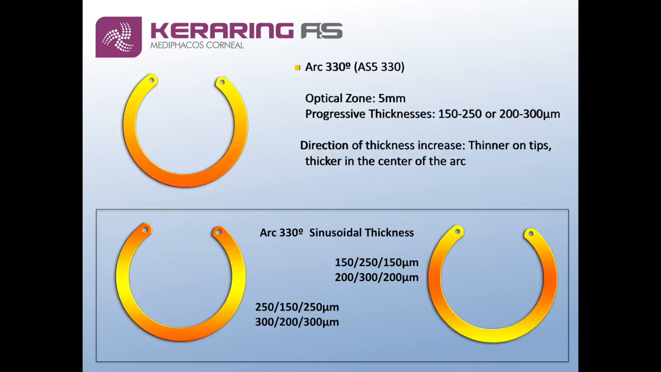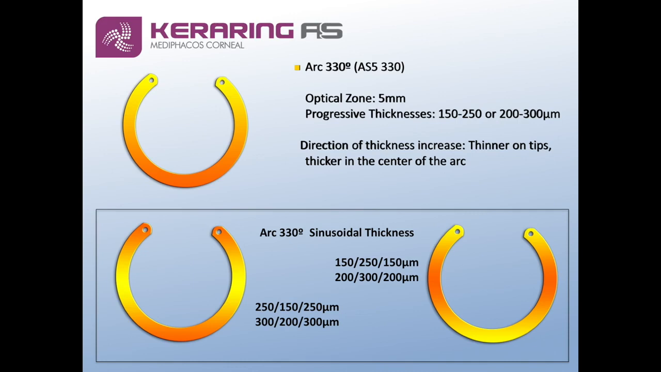The new version of the asymmetrical ring 330 degrees is added to the asymmetrical ones. It is also 5 mm, therefore its optical area is 5 mm, even if it's actually 5.7 mm, and the characteristic of this ring is increased thickness, moving from 150 to 250 or from 200 to 300 in the AS5 330 degrees version, thinner at the tips, thicker at the center of the arc.